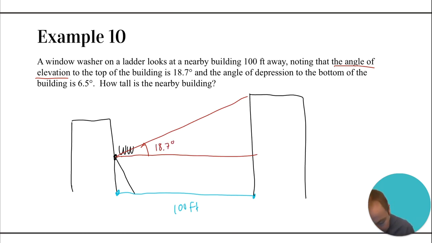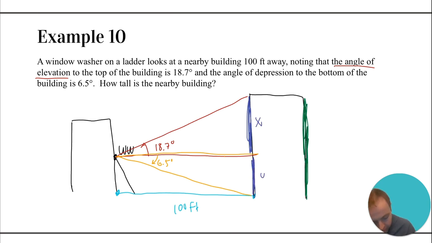And then we also have an angle of depression. So from horizontal and then pivoting downwards at an angle of 6.5 degrees, they can see the bottom of the building. We want to know how tall that other nearby building is. So what is this overall distance right here? I think the way that we can tackle this is we could figure out this distance right here that I'll call x, and then figure out this distance right here that I'll call y, and then just add them together and look at the overall height of that other building.